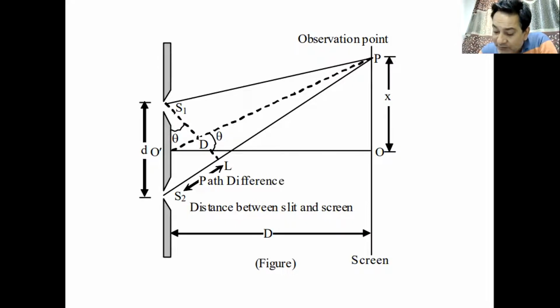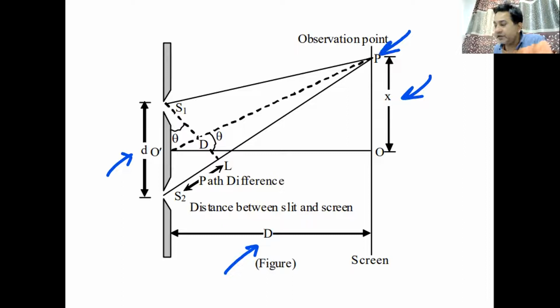For example, this small d is the distance between the slits. This capital D is the distance from the slits to the screen. And this x is the position of a point P where interference is happening. This theta is the angle between here and here. And the distance S2L, from S2 to L, is the path difference.